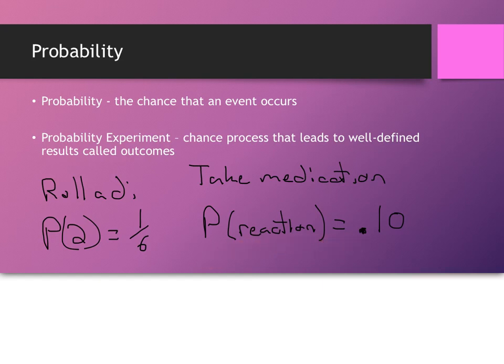Something like this, right? Now I hope that you've implicitly seen that when we do this notation, the probability of an event, we're going to label it as capital P, and then in parentheses, we're going to put whatever the event is, whether it was rolling a 2 or having a reaction or something even more complex.